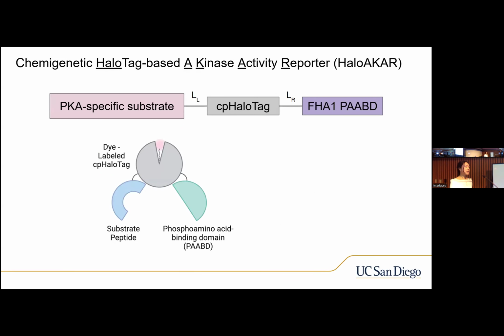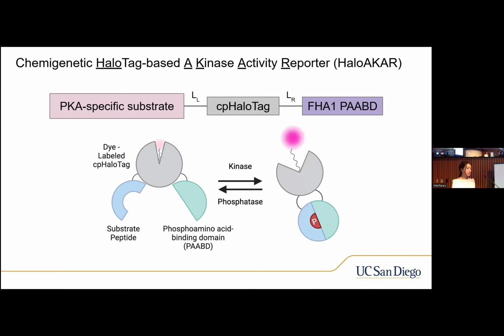To create a chemogenic protein kinase A biosensor, we sandwiched a circularly permuted HaloTag reporting unit between a substrate sequence and an FHA1 binding domain. We then labeled this chemogenetic HaloTag-based A kinase activity reporter, which we called Halo-AKAR, with the far red fluorogenic dye JF635. When the substrate is phosphorylated by PKA, it binds to the FHA1 domain, causing a conformational change in the HaloTag, and this produces a change in the fluorescence of the conjugated dye.